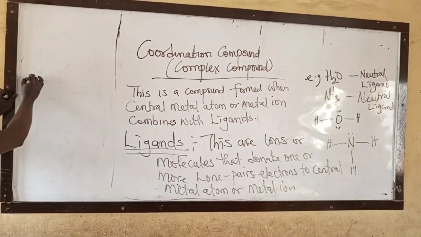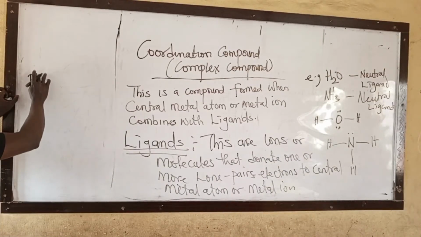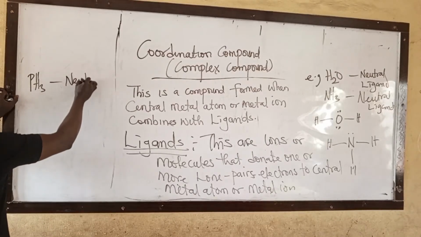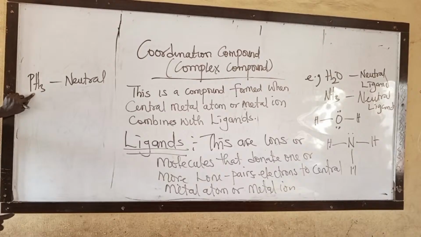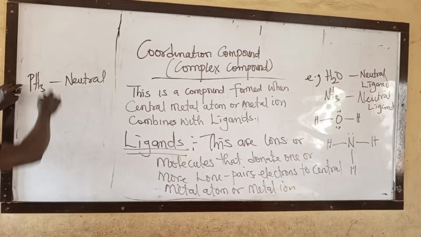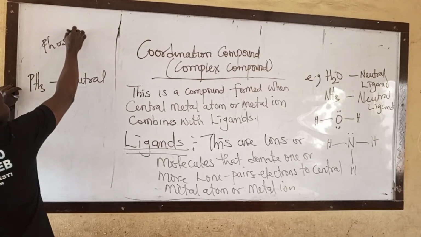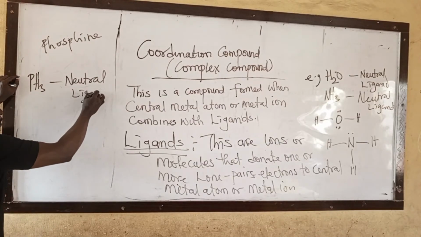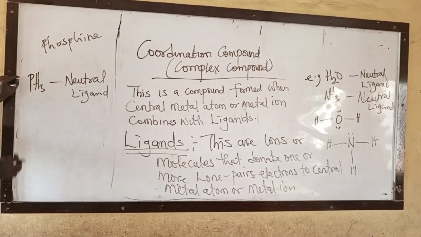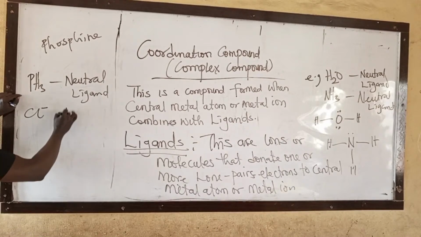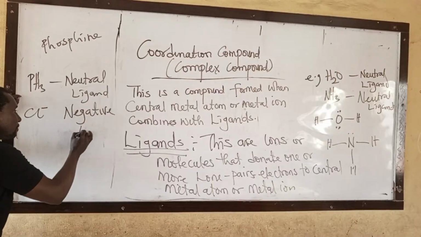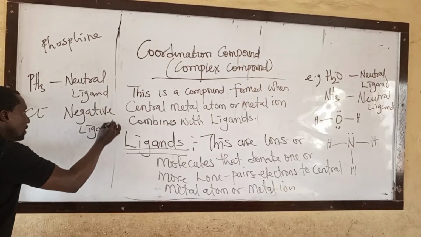We have phosphine. Phosphine is an example of a neutral ligand. This is phosphine. It is an example of a neutral ligand. We have the chloride ion. This one is a negative ligand.